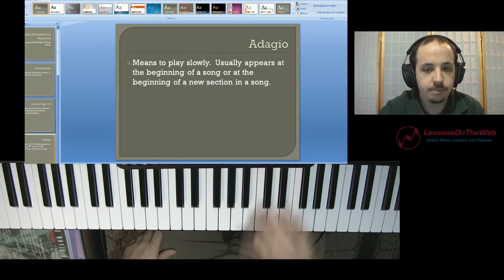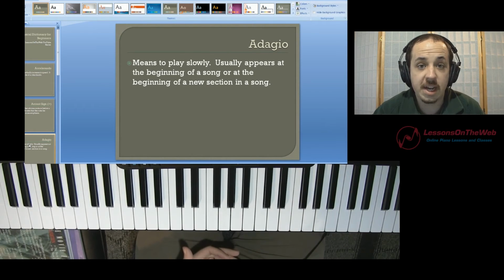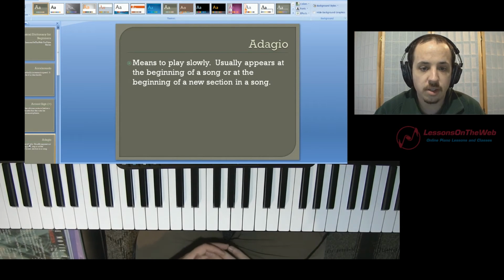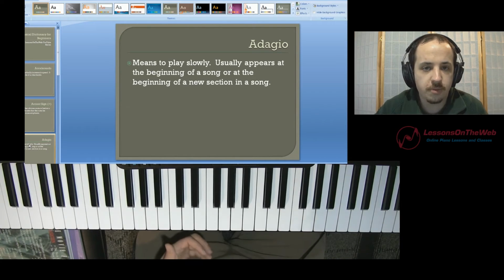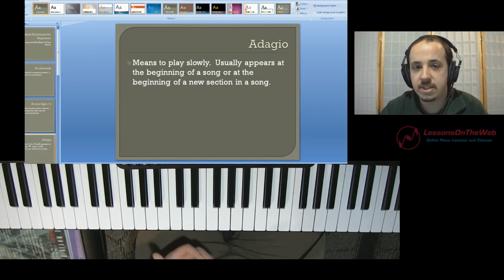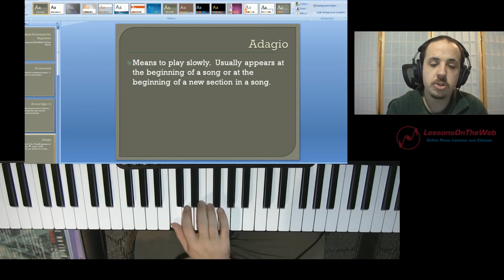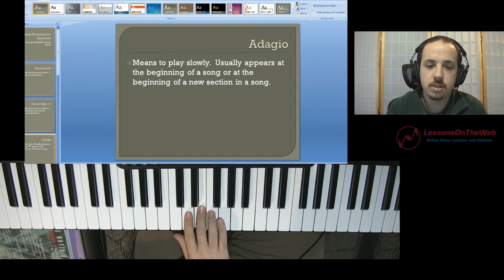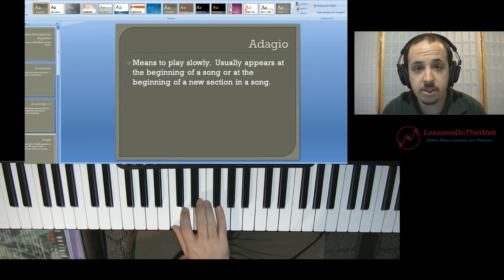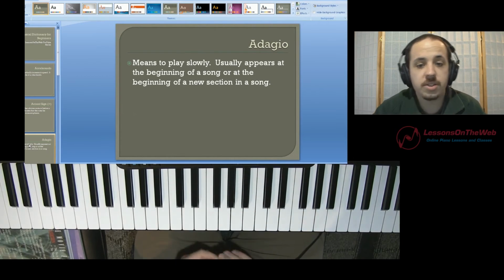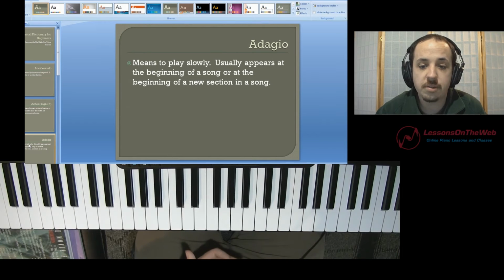So the next one, the third one for today, is adagio. Adagio means to play slow. It doesn't mean to play fast. A lot of people, when they first see this word, for some reason make the connection that it means fast. It's actually quite the opposite. You want to play slowly and stay slowly until it tells you otherwise. It usually appears in the beginning of a song or in the beginning of a new section of a song.